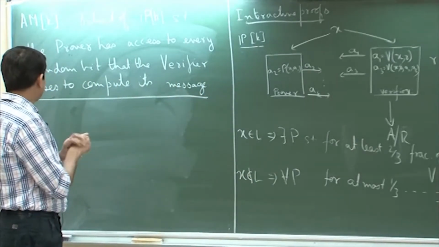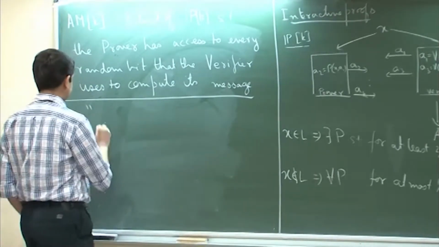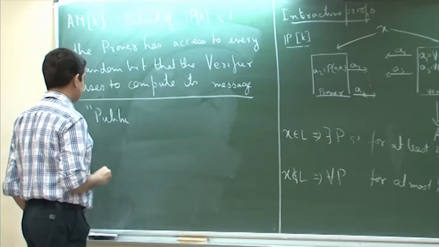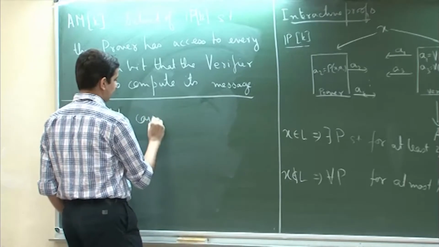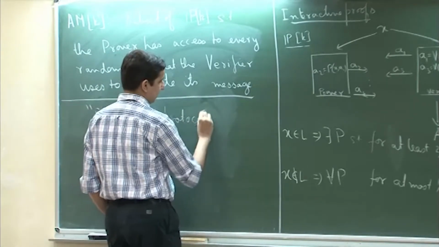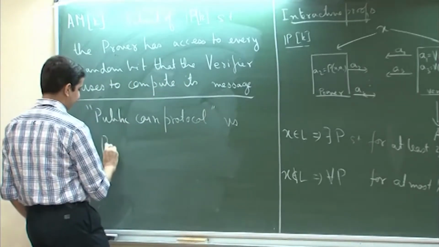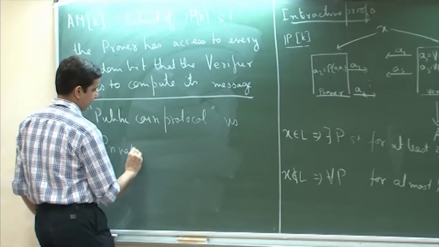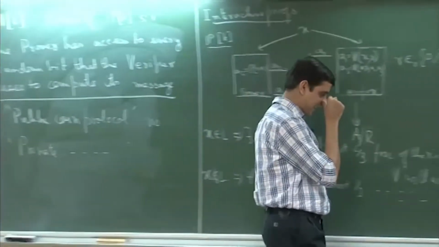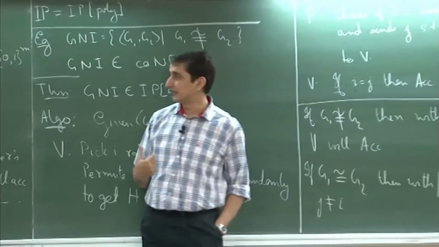So this is basically the difference between what is known as public coin protocol versus private coin. In one case the prover has access to the random bits of the verifier, and in the other case it does not.